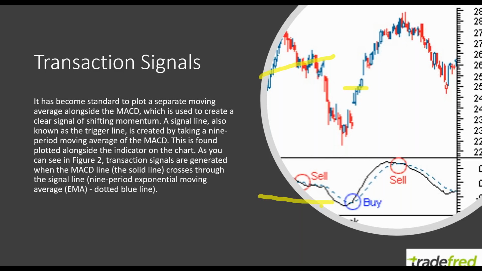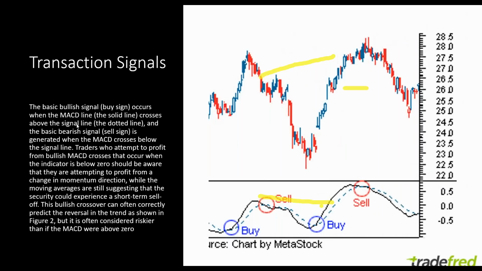Now, it's very important that once you have all these lines on the chart, you start looking at them closely and start seeing what they're trying to tell you. It's become standard to plot a separate moving average alongside the MACD, which is a signal line or trigger line. And this will generate the crossovers, which generate transaction signals, buy and sell signals. And this is what traders are always looking for, buy and sell signals. The basic bullish signal occurs when the MACD line crosses above the signal line. And the basic bearish signal is generated when the MACD crosses below.